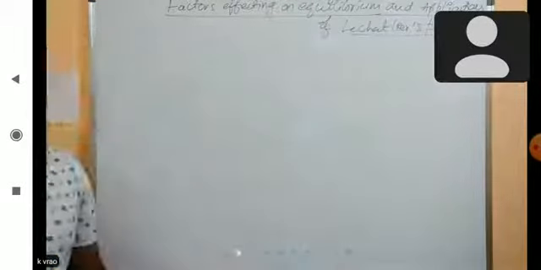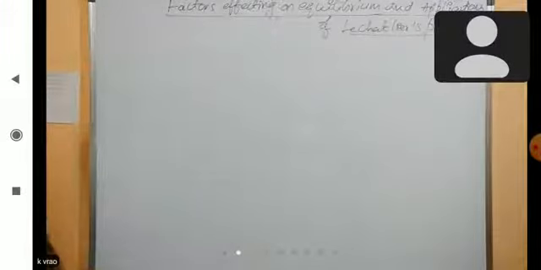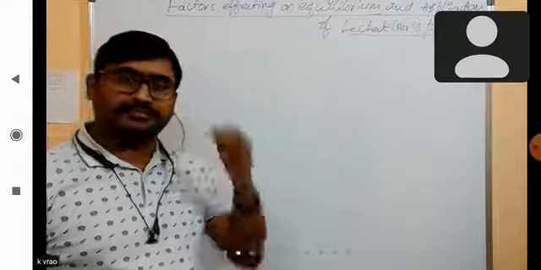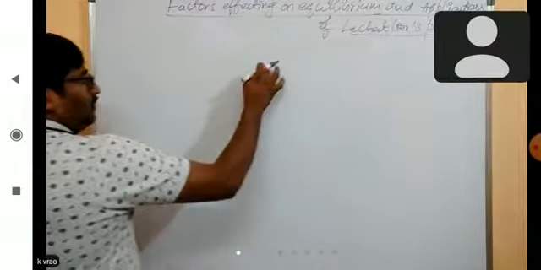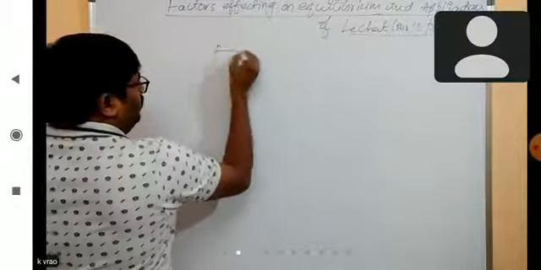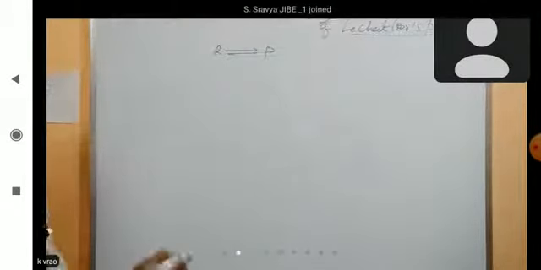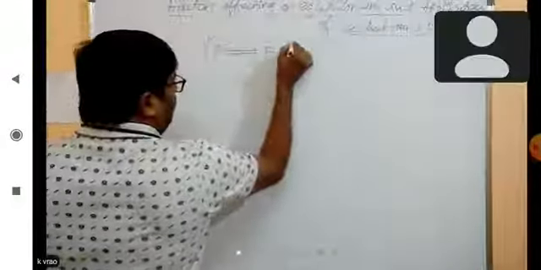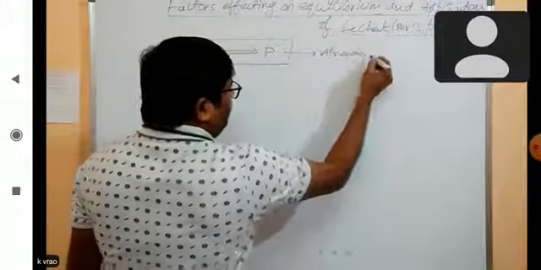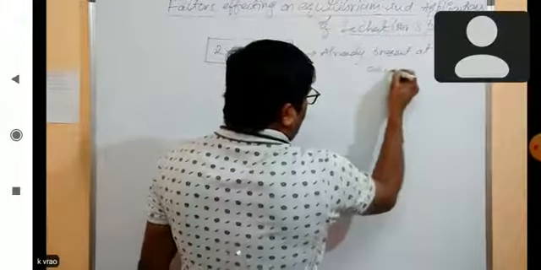So this topic is the last topic in chemical equilibrium: factors affecting equilibrium and applications of Le Chatelier principle. Before going to the application, I want to say some information about equilibrium. Let us take a reactant giving a product. This is a reversible reaction, and this reaction is already present at equilibrium.